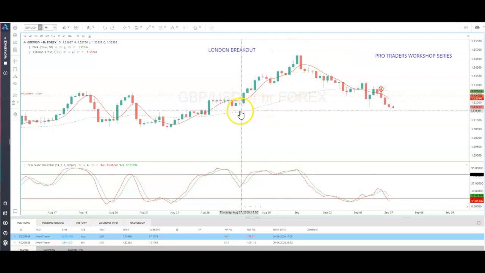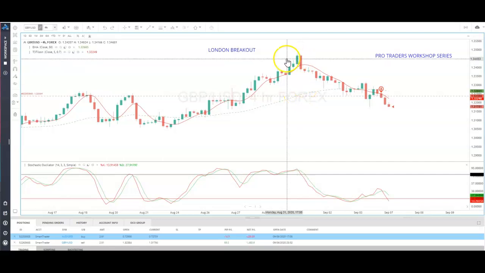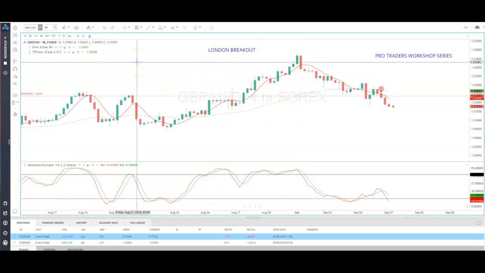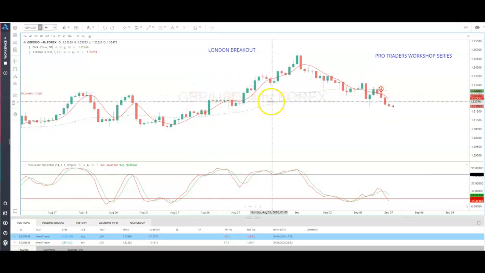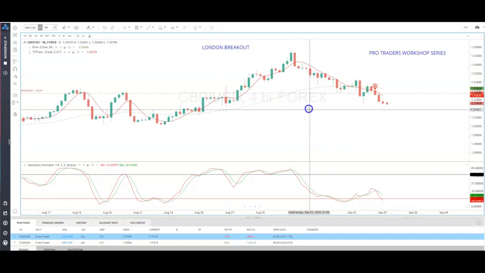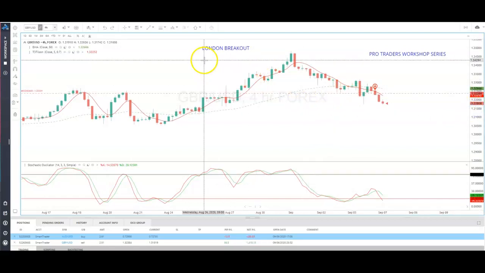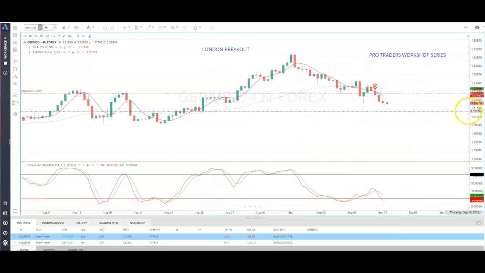This is a 50 moving average line, this green perforated line that you see here. Before the London market opens, I look to see what is the direction of the pound dollar, the pound yen, pound Aussie, pound Swiss. I look to see what is the direction of that currency before the London market opens. And generally what happens is that the trade goes in the direction of the overall trend.